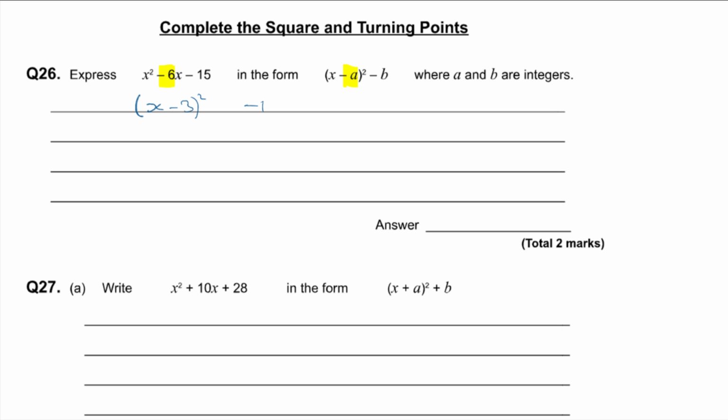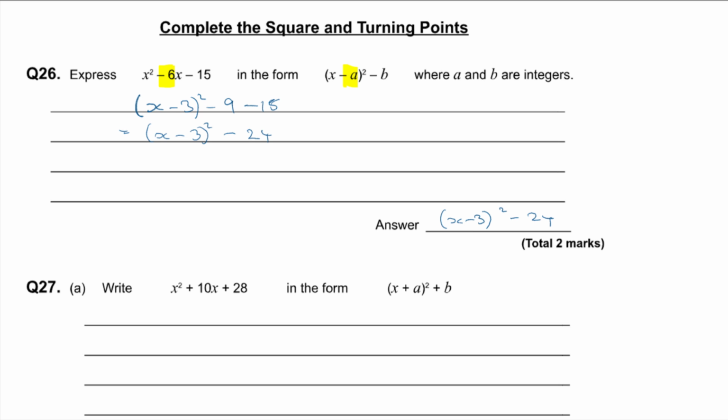Now I'm still going to have the minus 15, but whatever I put at the end here, I'm going to square it and take away as well. So it's going to be x minus 3 all squared minus 9 minus 15. So what's that? x minus 3 all squared minus 24. Okay, so that's my answer: x minus 3 all squared minus 24.